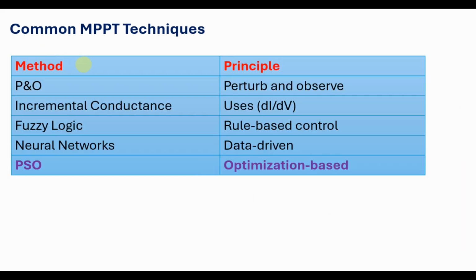There are many techniques available for maximum power point tracking. One of the most popular methods is perturb and observe, where the controller slightly changes the operating point and observes whether the power increases or decreases. Another technique is incremental conductance, which uses the relationship between the incremental and instantaneous conductance. More advanced approaches include fuzzy logic, neural networks, and optimization algorithms. In this video, we focus on particle swarm optimization, or PSO.